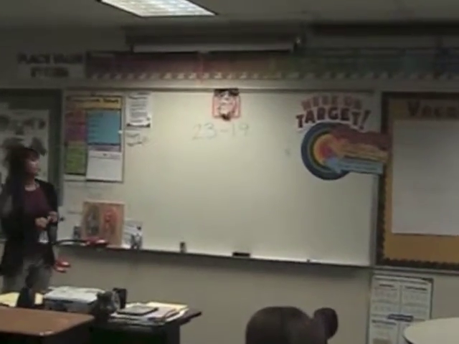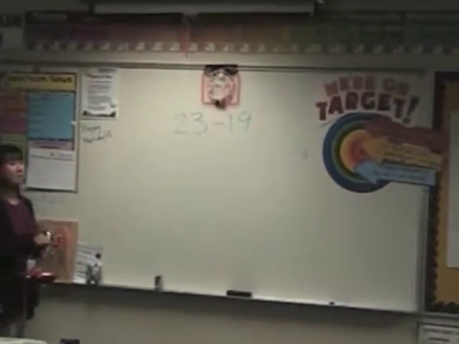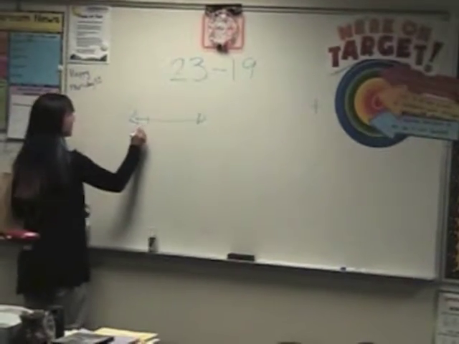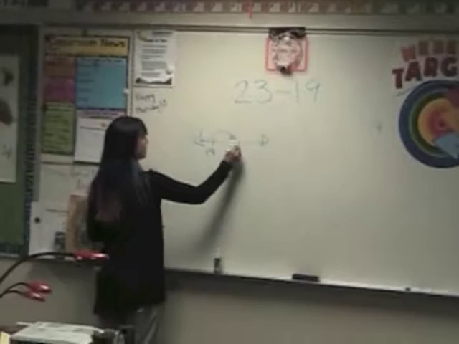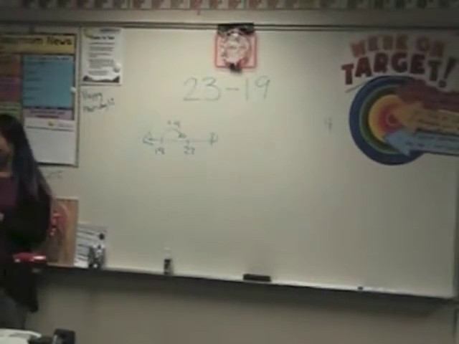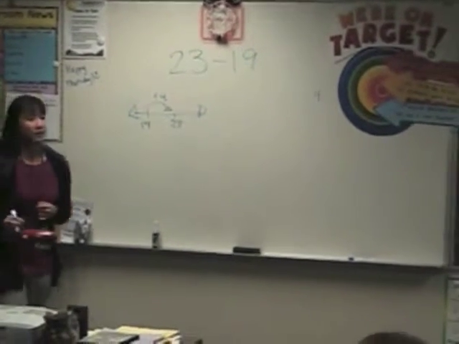Hannah? I counted by ones from 19 to 23 and got 4. Okay, so you counted from 19 to 23 and you got 4? Yeah. Okay, great, thank you for sharing.